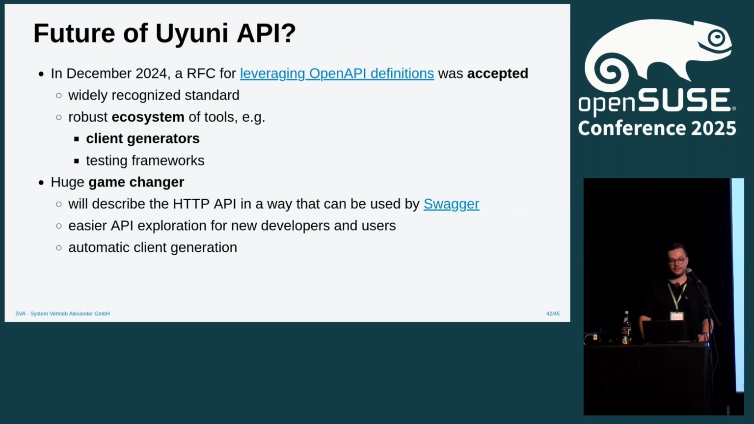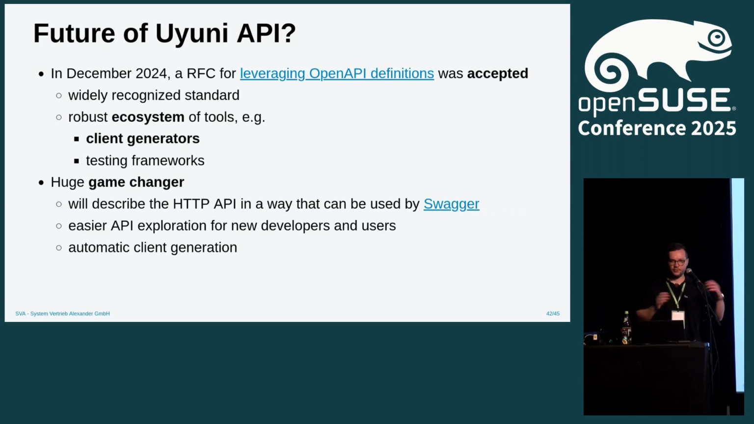So it would be great to have the possibility to use client generators, which would be possible by using OpenAPI. Of course, we also have things like testing frameworks, and I consider having this within the Uyuni project would be a huge game changer, because we can simply use the definition, put it in a tool like Swagger to do some client generation, and it would be also easier for new developers and users to explore the API.